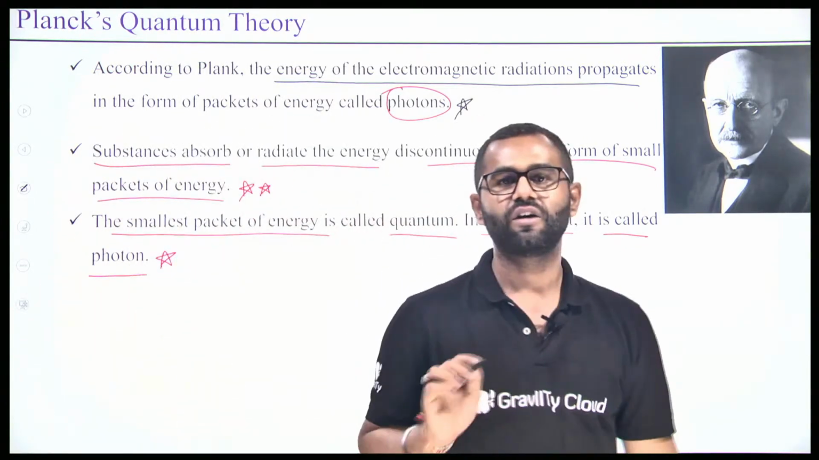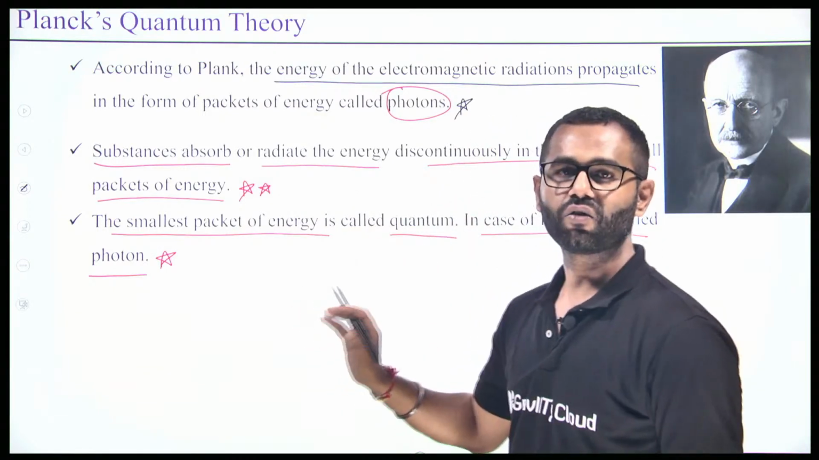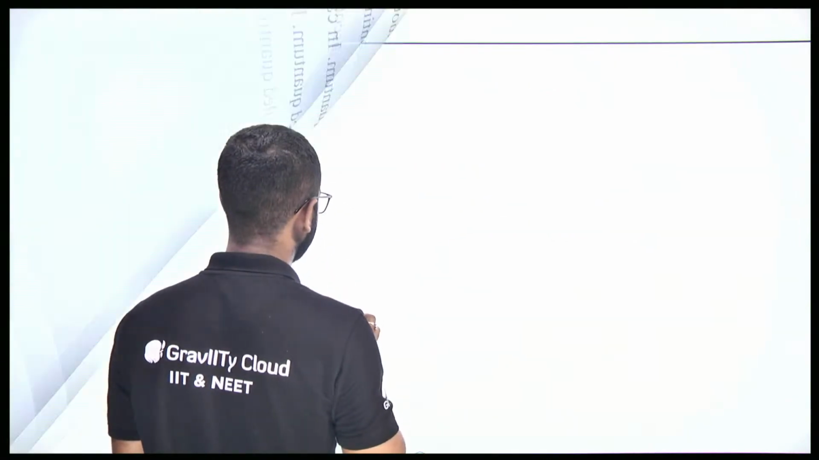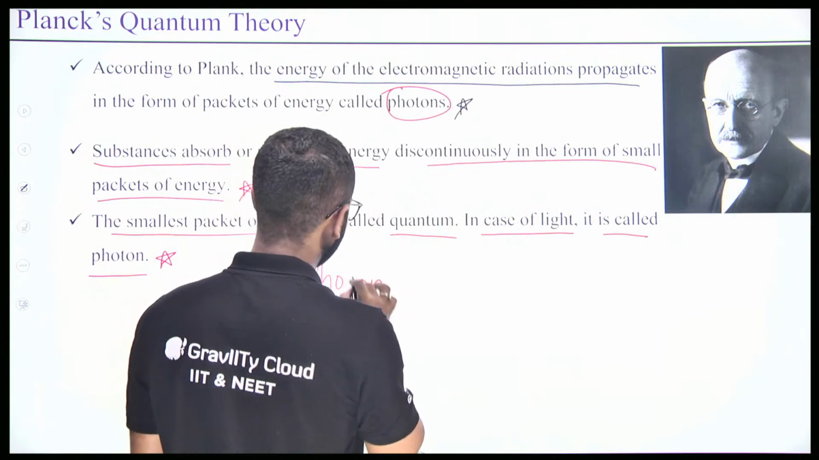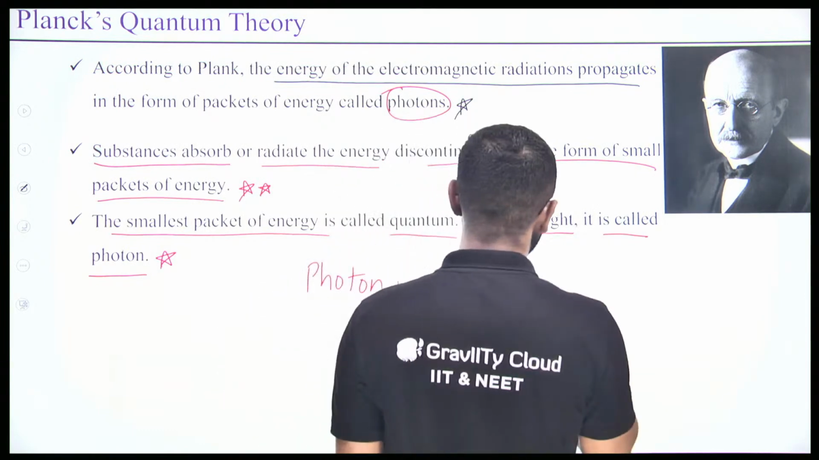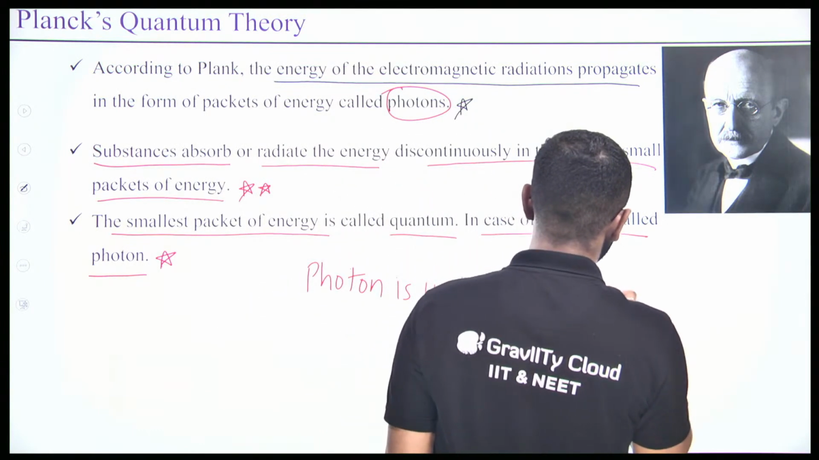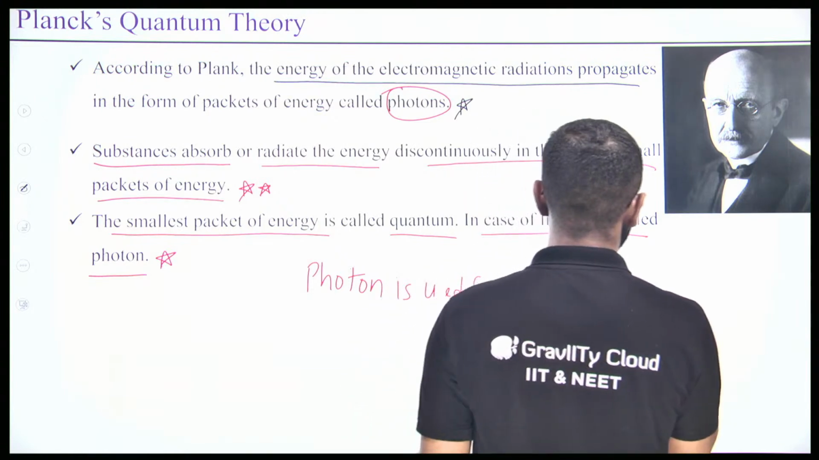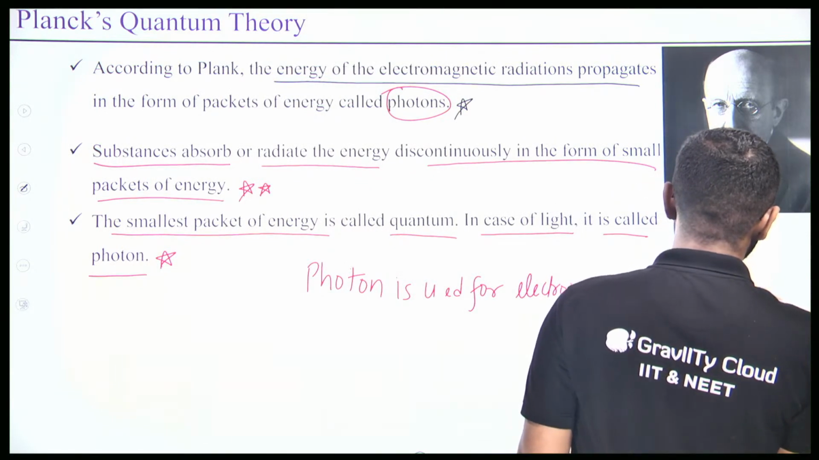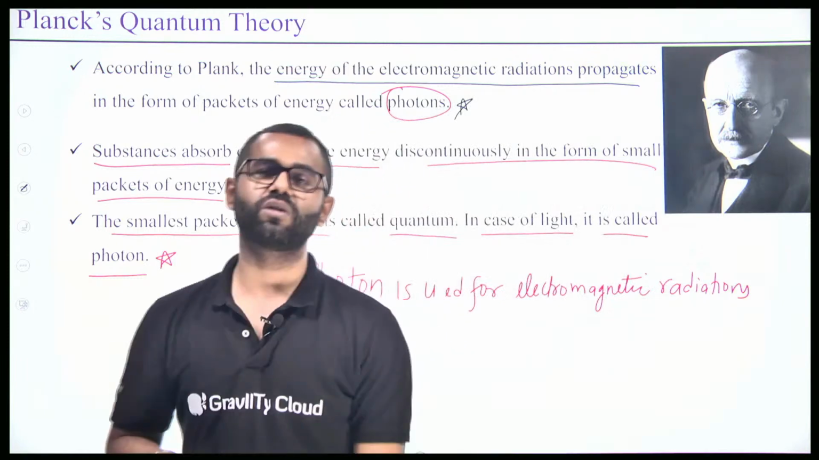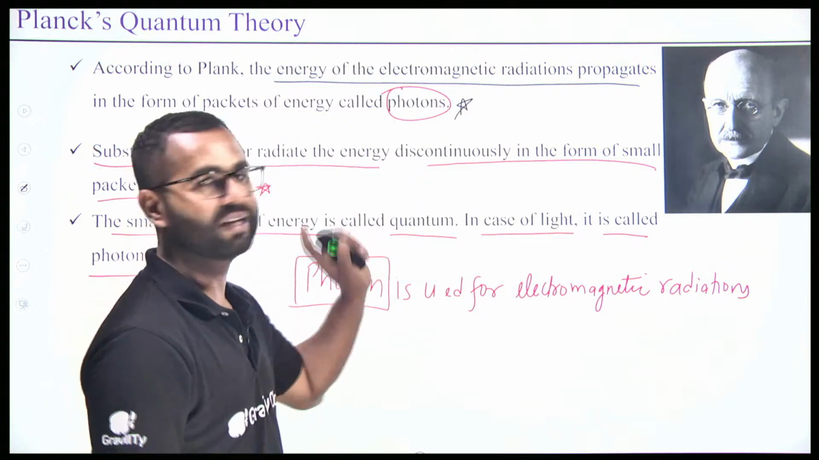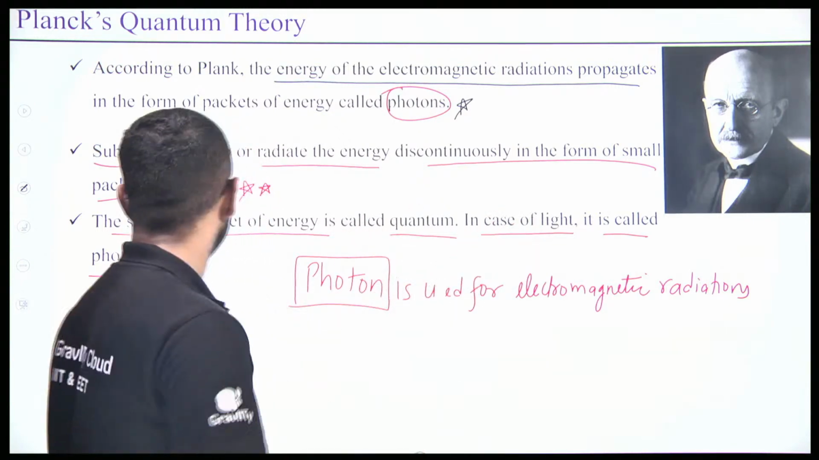So basically, what is a photon? The word photon is used for light, or we can say photon is used for EMR, electromagnetic radiations. The word photon is actually used for electromagnetic radiations. Understood? So in the case of light, it is called a photon.